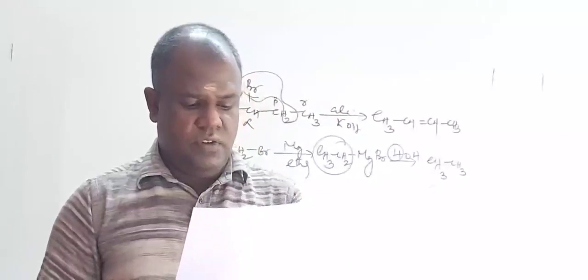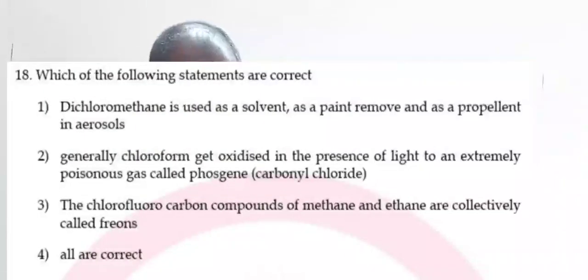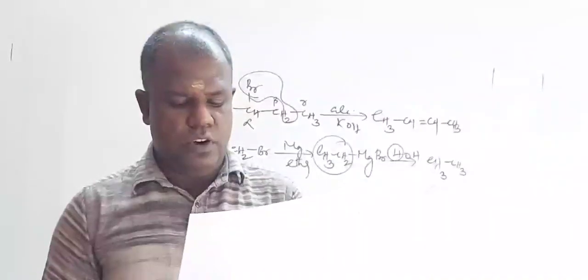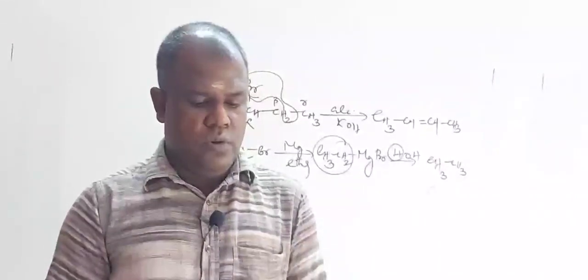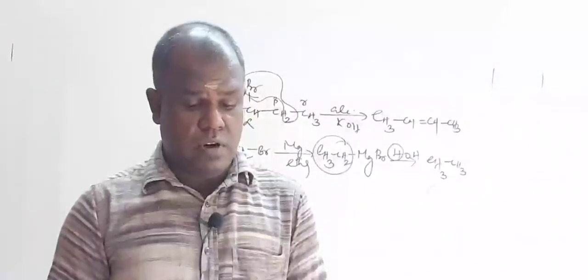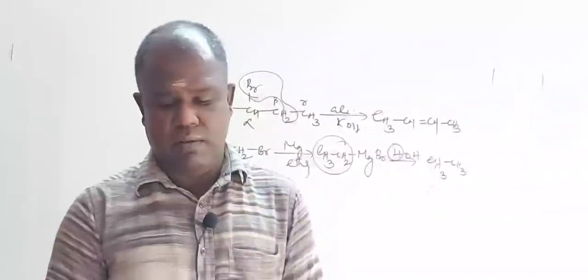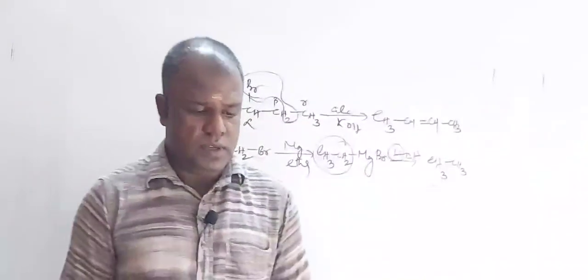Which of the following statements is correct? Dichloromethane is used as a solvent and paint remover, correct. Chloroform gets oxidized in the presence of light to form phosgene, correct. The chlorofluorocarbon compounds of methane or ethane are collectively called freons. Everything is correct.